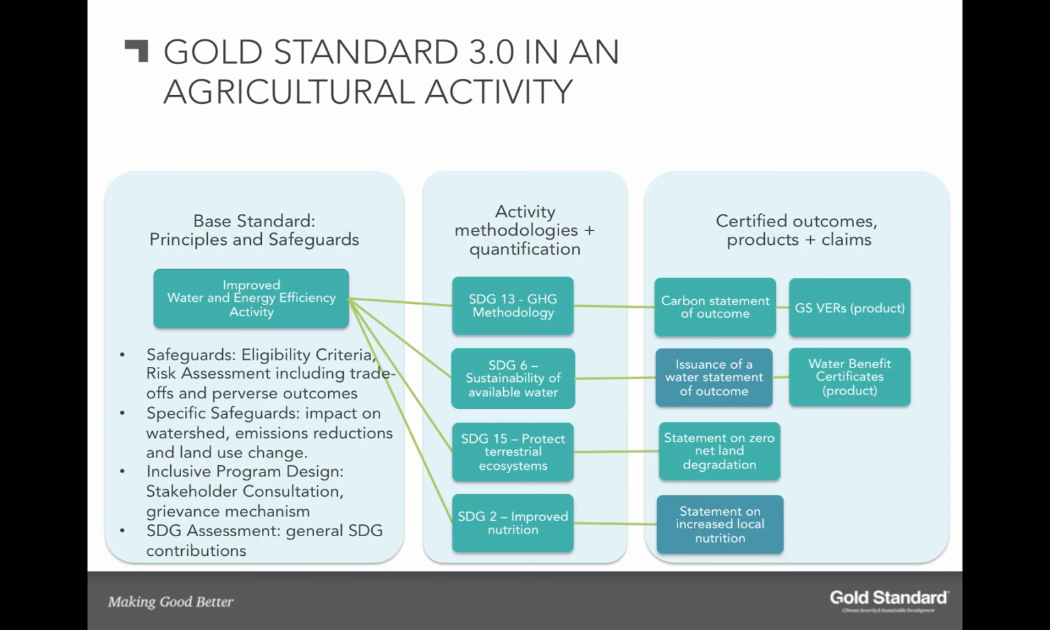Another example here, the agricultural activity. Again, I won't take you through this in lots of detail, but you can see here that the SDG 6 sustainability of available water is very important in an agricultural context. Agriculture being 70% of the world's usage of water, domestic usage of water.